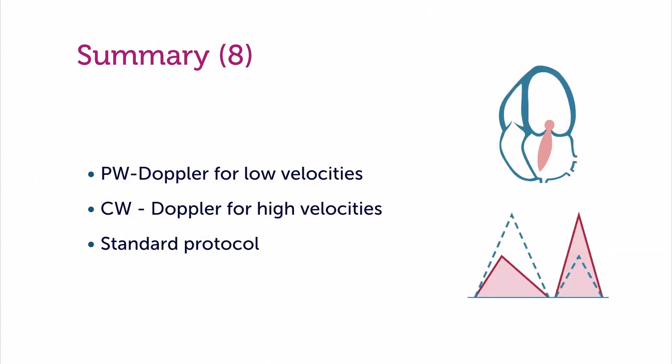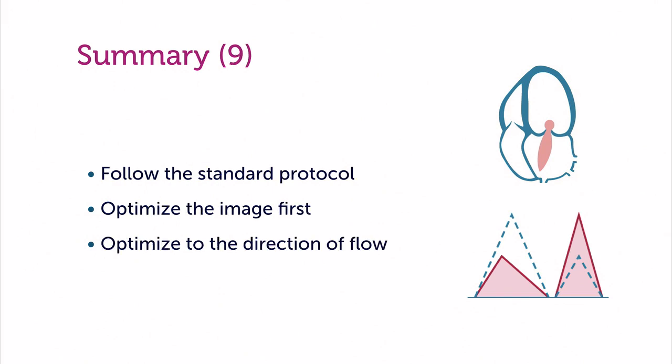And finally, when we talk about Doppler, we have spectral Doppler with pulse wave and continuous wave Doppler. We use pulse wave Doppler for the lower velocities, but here we know exactly where we are in the heart. With the continuous wave Doppler, we use it for higher velocities, for example, aortic stenosis. If you use Doppler, that is true for both spectral and color Doppler, adhere to the standard protocol, use it freely, however, and be creative to visualize the jets.